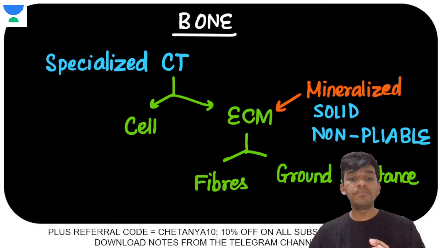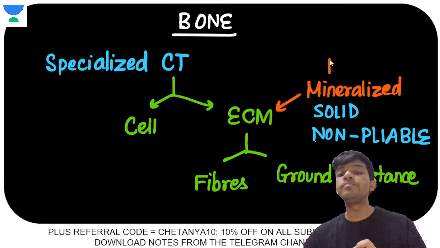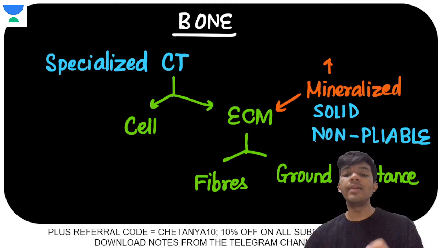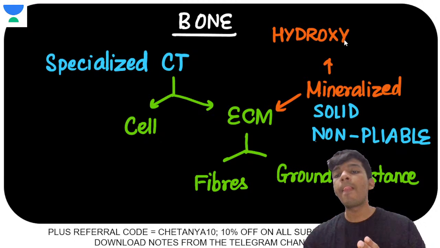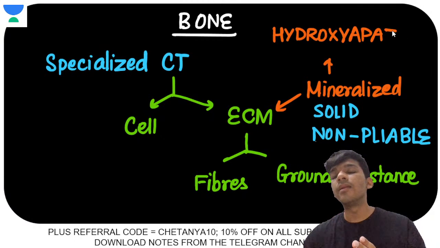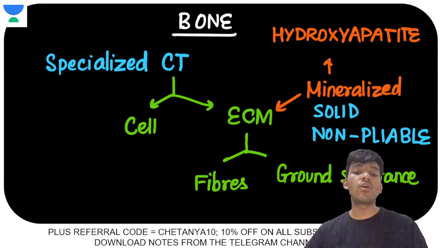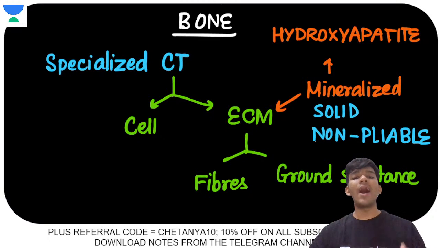Now, what is that mineral? The mineral deposited here is calcium phosphate. I'll write it here in a proper way. You have the deposition of calcium and phosphate in the form of what are called hydroxyapatite crystals. They can be fluorohydroxyapatite crystals, or phosphohydroxyapatite crystals. So you have calcium phosphate and hydroxide, and a complex is formed.